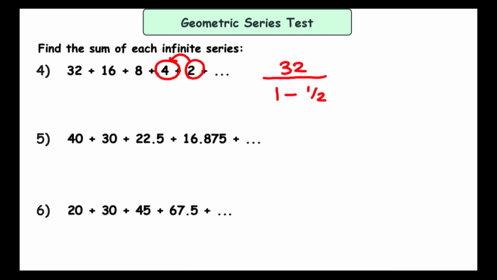So anyway, 32 over 1 minus 1/2, that's 32 over 1/2. And of course, dividing by 1/2 is the same as multiplying by 2. So this is going to add up to 64.